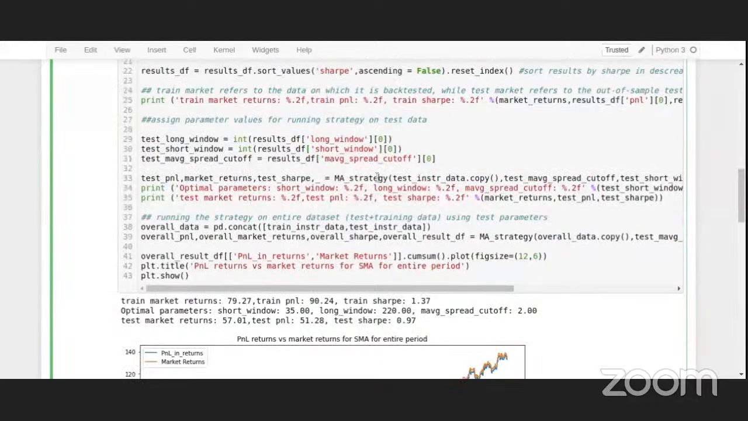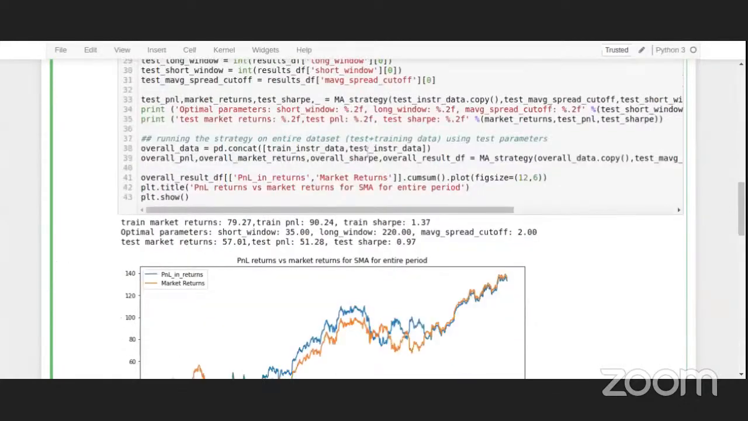Then we again run the strategy, but this time there is only one run, with the best parameters. We store the outputs in these variables, and then we print them here. And then there is an additional run over the entire period. So this is what is done in this cell.